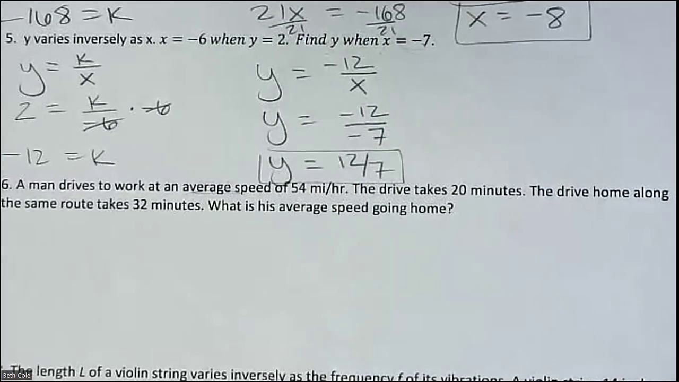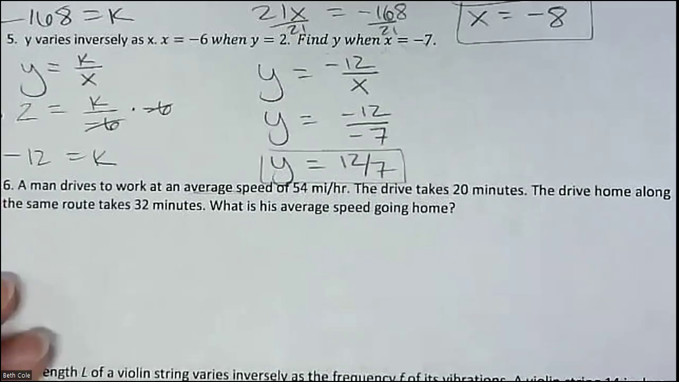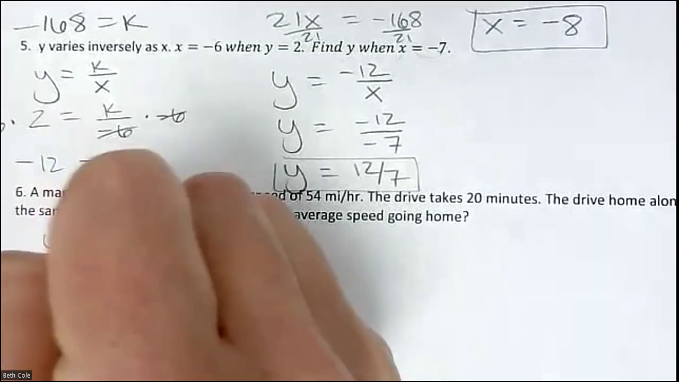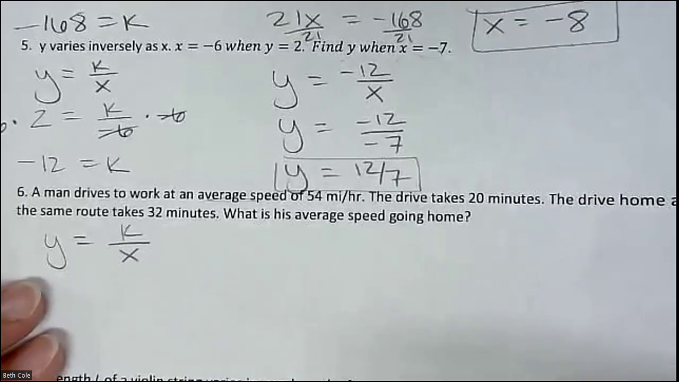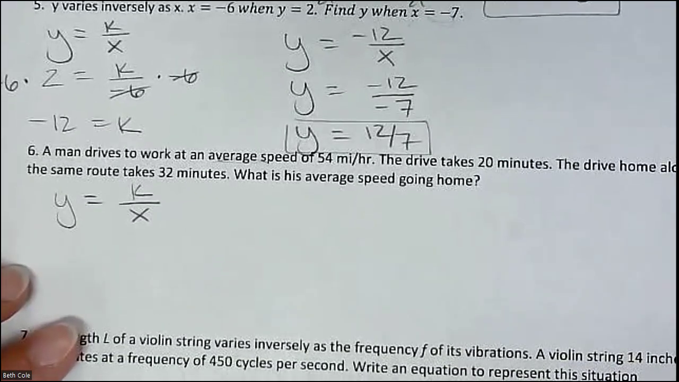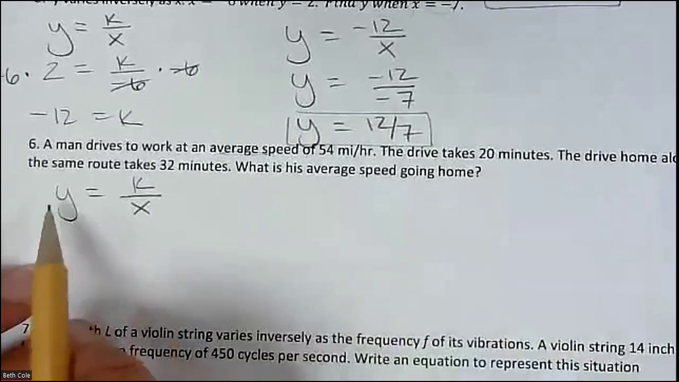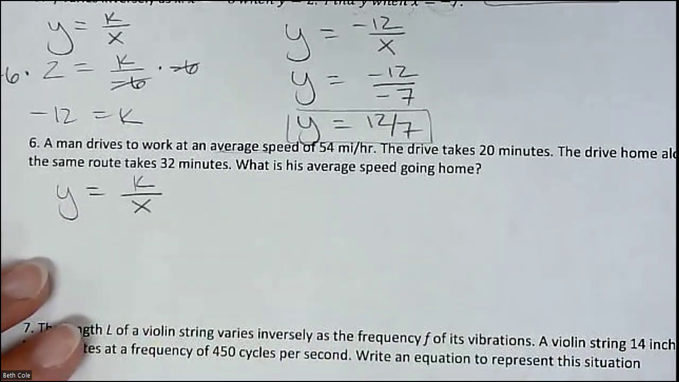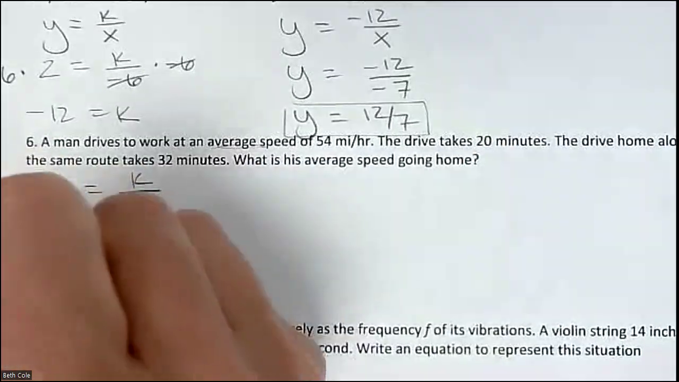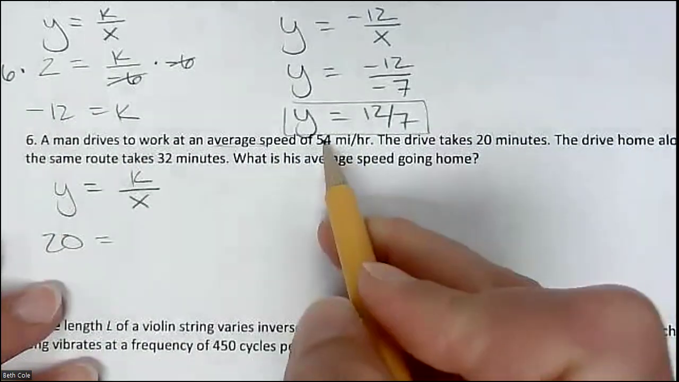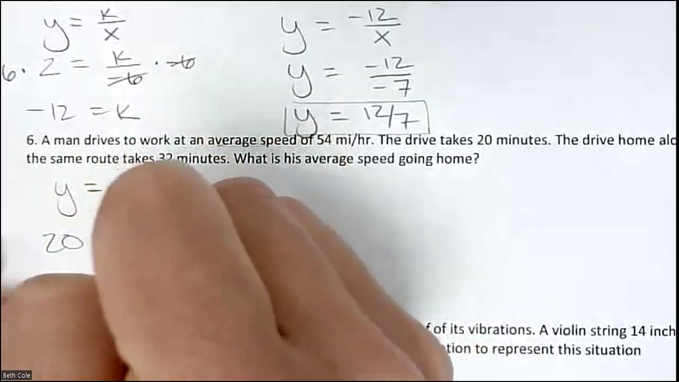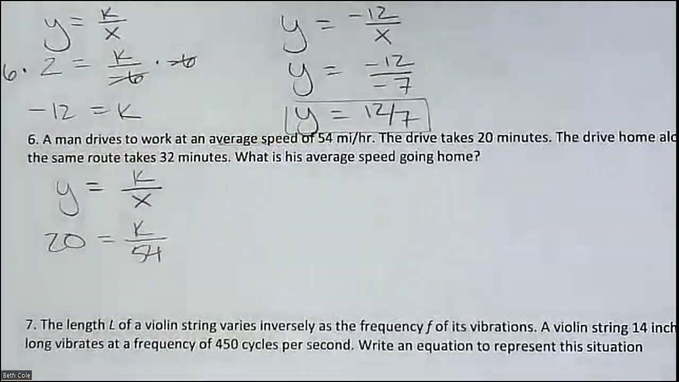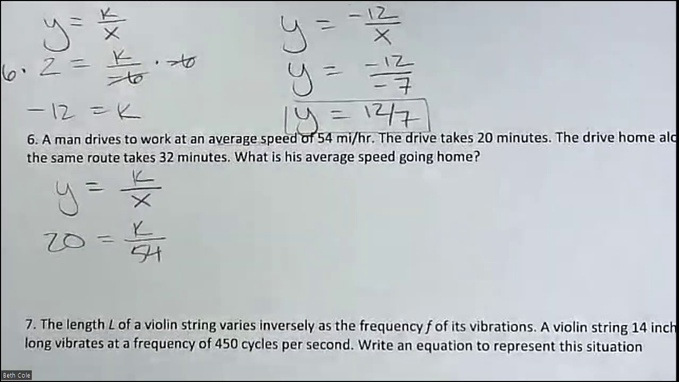The reason it's inverse is the faster you drive, the what? The lower the time, all right? As one goes up, the other goes down. So we're gonna write y equals k over x. Now, usually I make the time be the y value. It actually doesn't matter which one you make which though. I'm gonna plug in 20 for y and 54 for x. If you wanted to do it the other way around, it doesn't matter. So you can't mess that up.